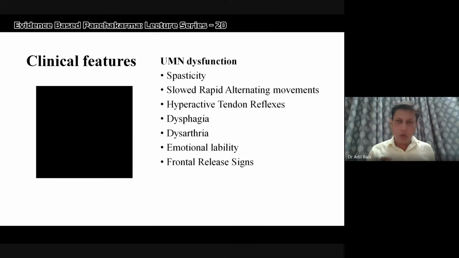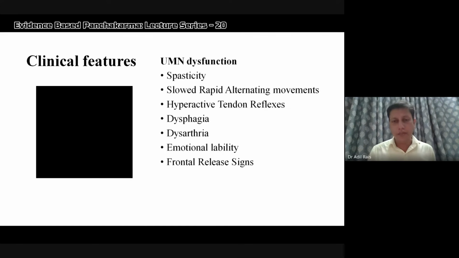Then there are slowed rapid alternating movements. Generally, alternating movements like pronation and supination are pretty rapid. If UMN dysfunction is there, this movement will be slowed. It will not be that rapid. Then the deep tendon reflexes in UMN dysfunction will always be hyperactive. Dysphagia and dysarthria will be present, obviously of the spastic type. Then emotional lability, as I explained earlier, is the incontinence of emotions, crying or laughing.